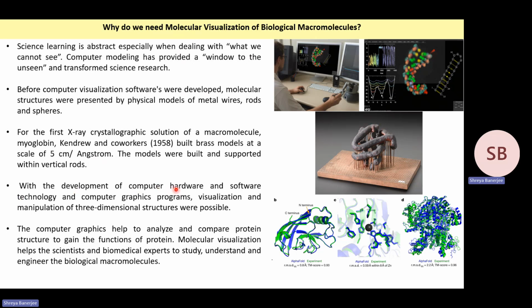Now, with the development of computer hardware and software technology and different graphics programs, visualization and manipulation of these 3D structures have come very far. So these computer graphics help us to analyze and compare protein structure and to understand the functions of proteins. You know that the recent Nobel Prize was won by the software AlphaFold. So what AlphaFold does is that if you include an amino acid sequence, it can predict the three-dimensional structure of that sequence. The three-dimensional structure determined by AlphaFold is shown in blue here.